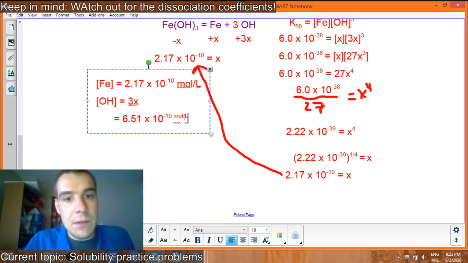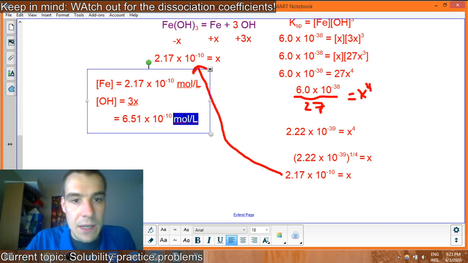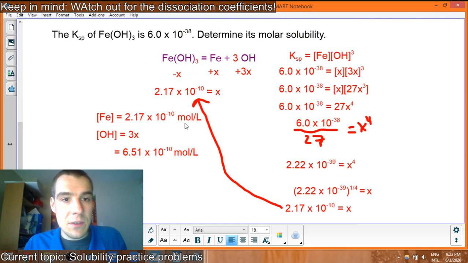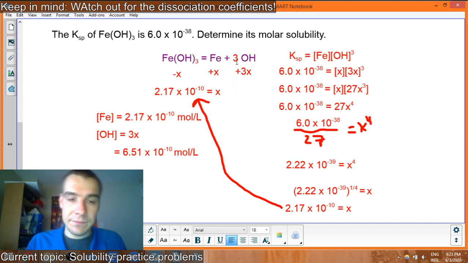So I expect you guys to be able to do these kinds of calculations on the test to figure out the moles per liter concentration at equilibrium of these things, the molar solubility of these. Oh, and obviously for Fe(OH)3, the molar solubility is going to be 2.17 times 10 to the negative 10. That's a long enough lesson.